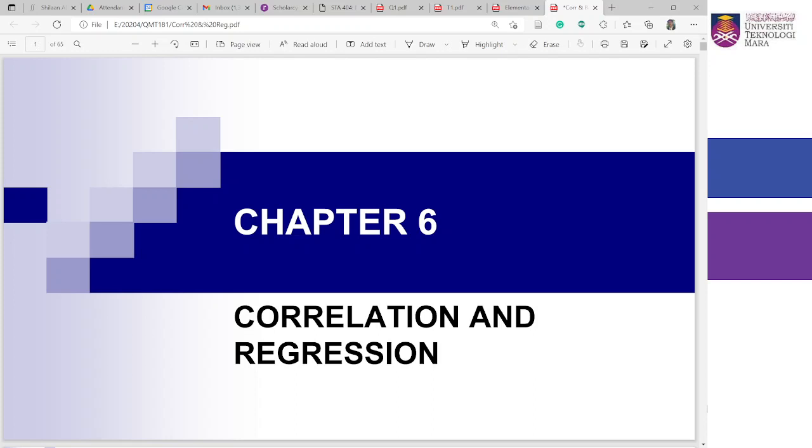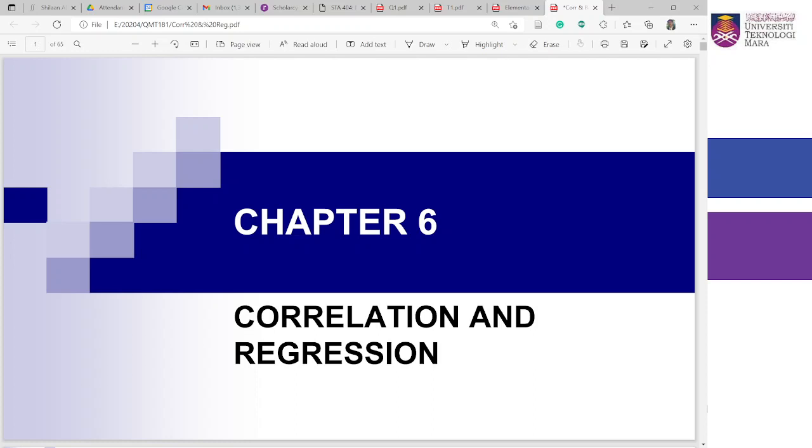So the objective of this chapter is that we're going to look at what it means by correlation. Okay, first, but at the end of the chapter, students should be able to understand what it means by correlation and what are the characteristics of correlated values. So what are the values, what does a negative value mean, what does a positive value mean, and what does zero mean.